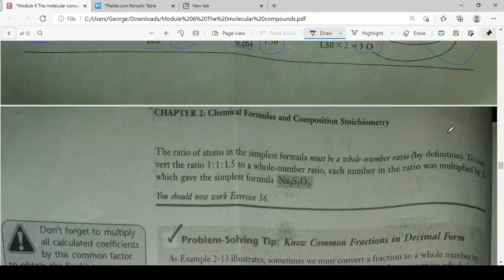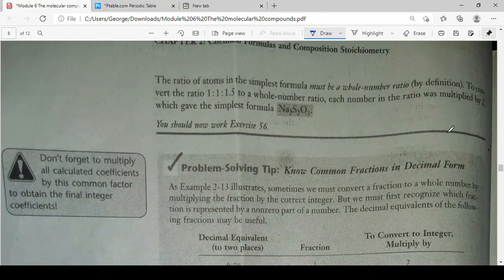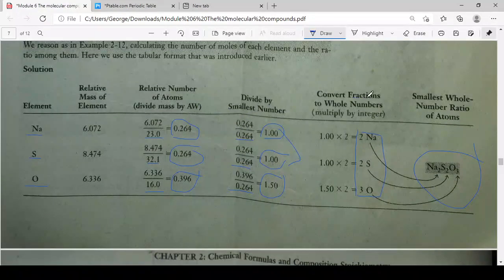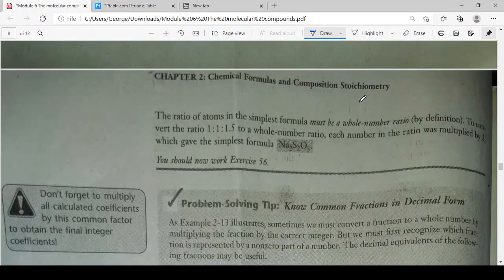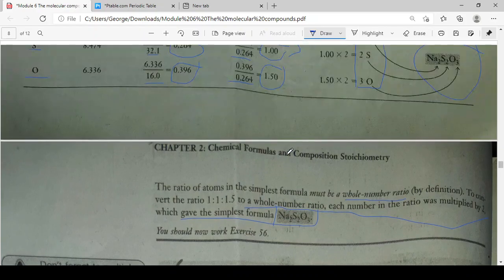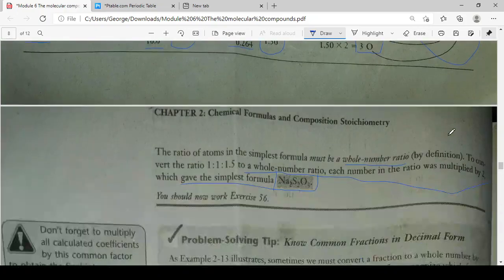So the ratio of atoms in the simplest formula must be a whole number ratio by definition. Again, you cannot have a subscript with decimal places. To convert the ratio of 1 to 1 to 1.5 to a whole number ratio, each number in the ratio was multiplied by 2, which gave the simplest formula of Na2S2O3. And that will be your final answer, Na2S2O3. That is how you get your simplest formula.